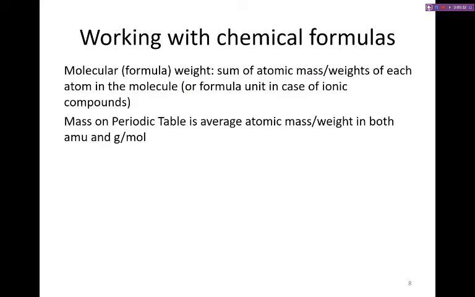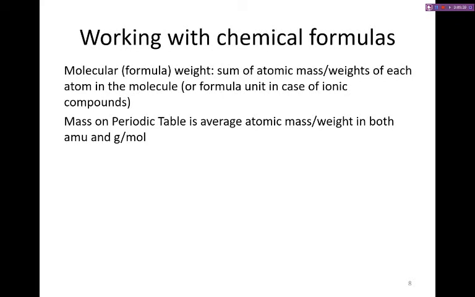Now that we have an idea of what a molecular formula is, we can use that molecular formula to calculate what are called molar masses. These are also sometimes called molecular or molar weights. And this is the sum of the atomic mass of each atom within the compound, or if it's an ionic compound, within the formula unit.